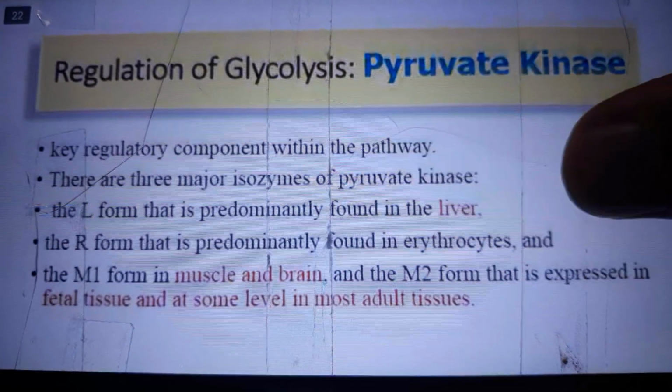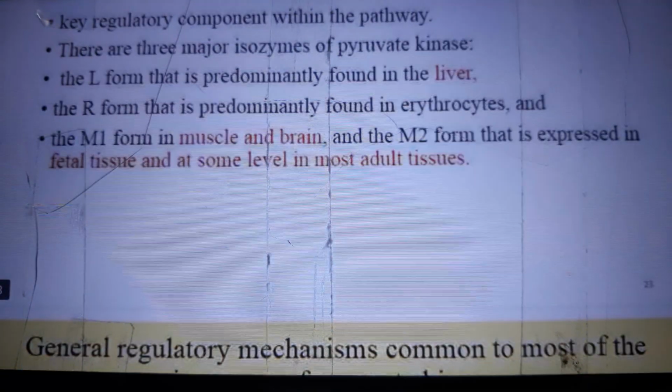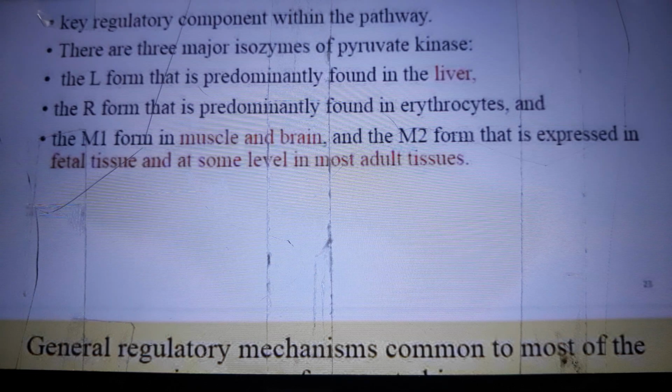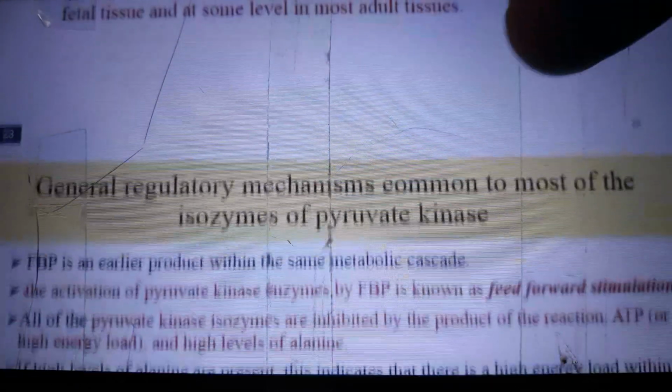Regulation of glycolysis through pyruvate kinase. Key regulatory component within the pathway. There are 4 isozymes of pyruvate kinase: the L form that is predominantly found in the liver, the R form that is predominantly found in erythrocytes, the M1 form in muscle and brain, and the M2 form that is expressed in fetal tissue and at some level in most adult tissues.